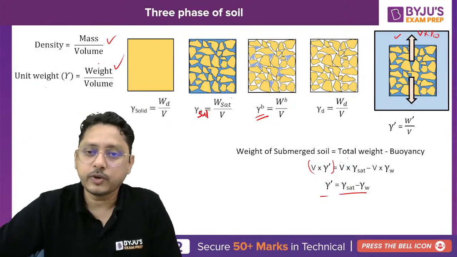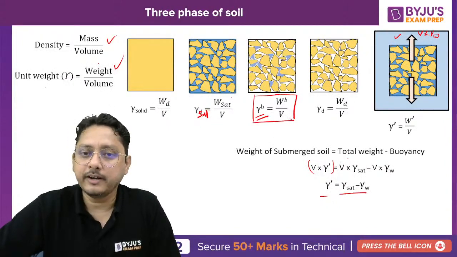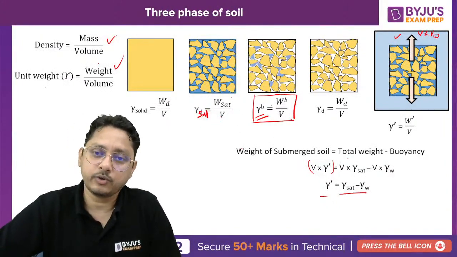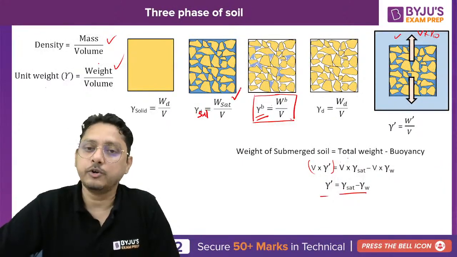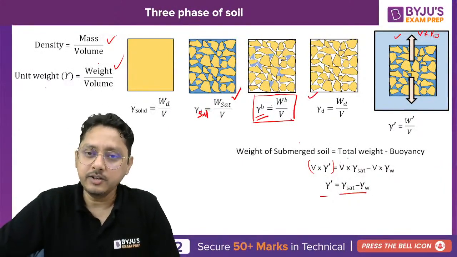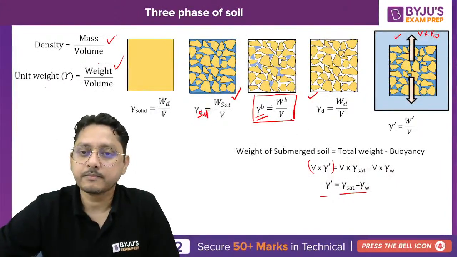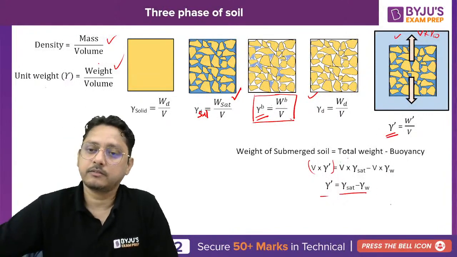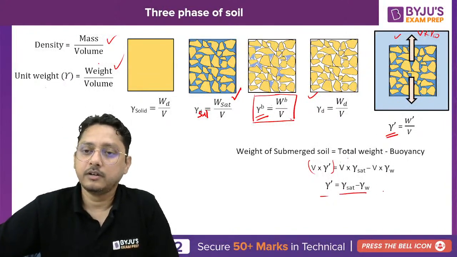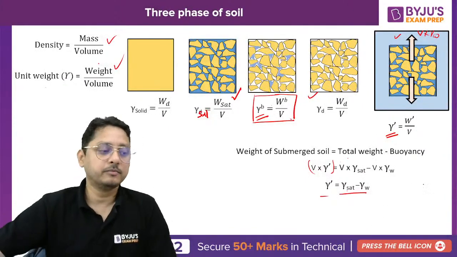And one more thing you can identify from here: the maximum bulk unit weight you can get is when it is fully saturated. So the bulk unit weight will always be between the maximum saturated unit weight and the dry unit weight. Between these two you can get anything. And the lowest unit weight is gamma submerged, which is gamma saturated minus gamma W.